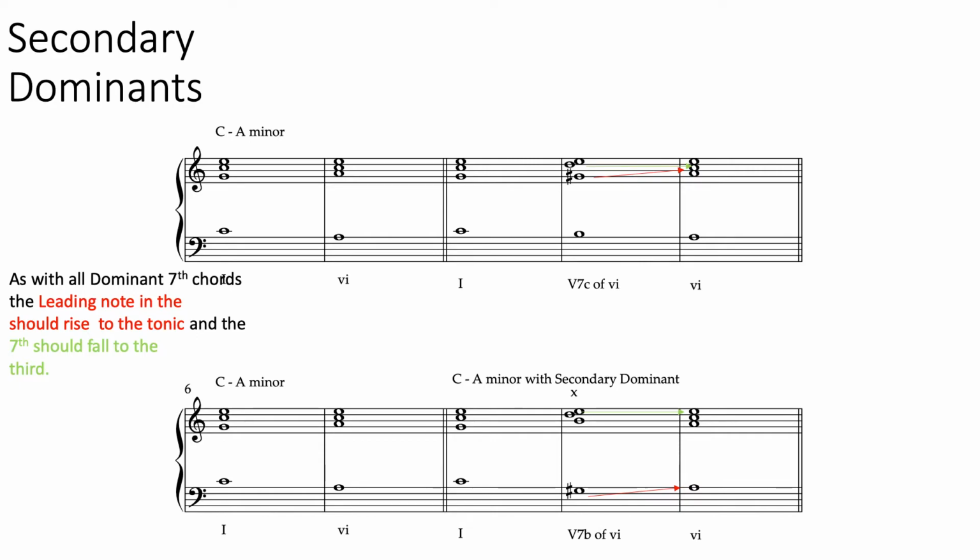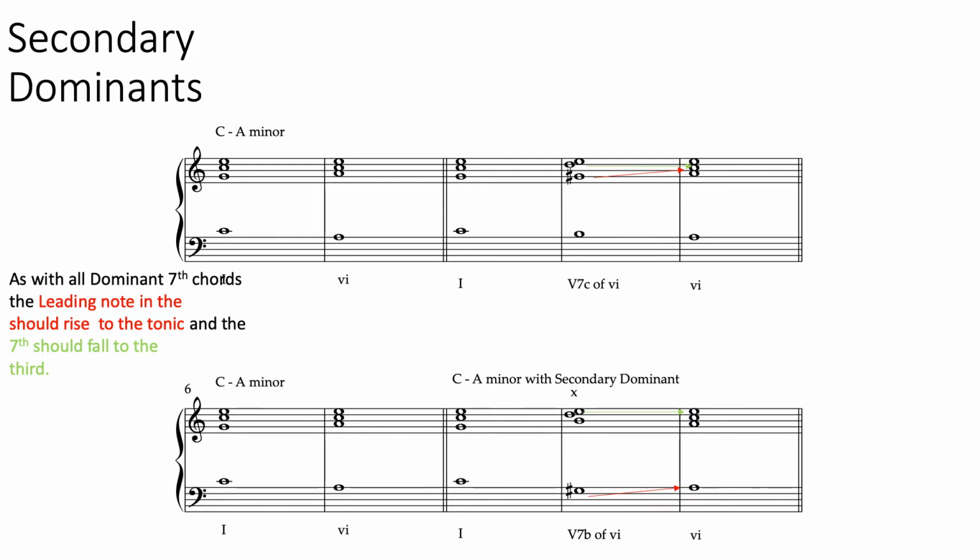Okay, so as with all dominant 7th chords, they must resolve in a particular way. The leading note in a dominant 7th chord must resolve upwards to the tonic, and the 7th in a dominant 7th chord must fall to the 3rd. That's the thing that really makes those dominant 7th chords resolve smoothly onto A minor, in this case, onto the target chord. I'll just play that again, this time with the secondary dominant in a different inversion.